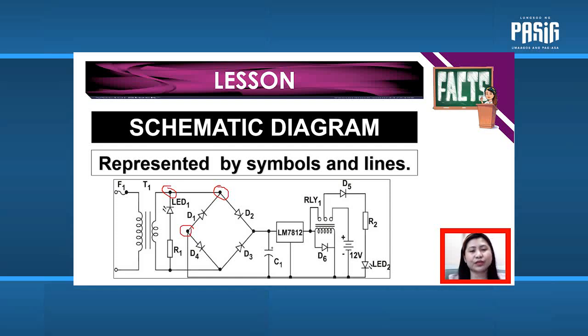So if you are going to do troubleshooting, you can refer to this type of diagram because the polarities of the components are exactly given here. Unlike the block diagram, it cannot be used for troubleshooting because it only shows the process of where the voltage starts and where it ends.